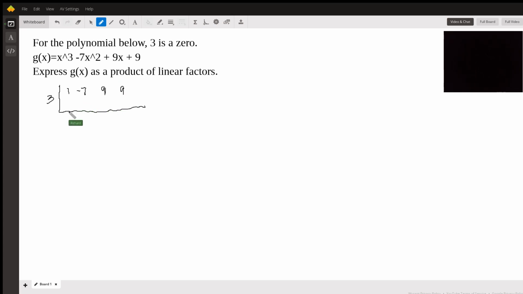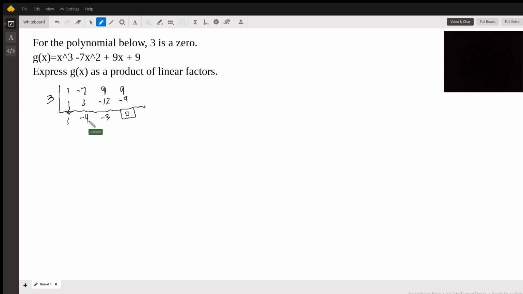So the 1 comes straight down, so there's a 1 there. Then 3 times 1 is 3, and we add those together, get -4. 3 times -4 is -12. Add those two together, and you get -3. 3 times -3 is -9. We add those together, and we get 0. So our remainder is 0, which is expected because we were told that 3 is a 0.